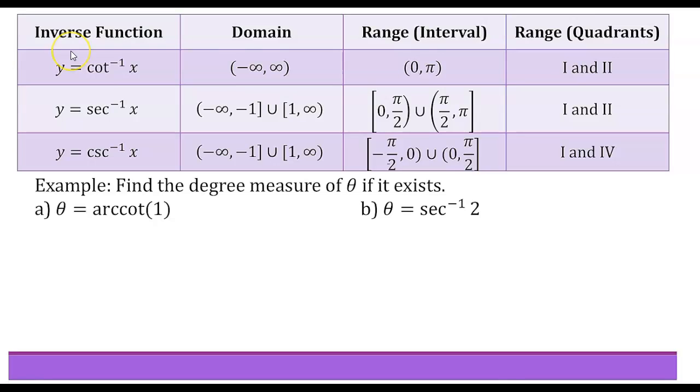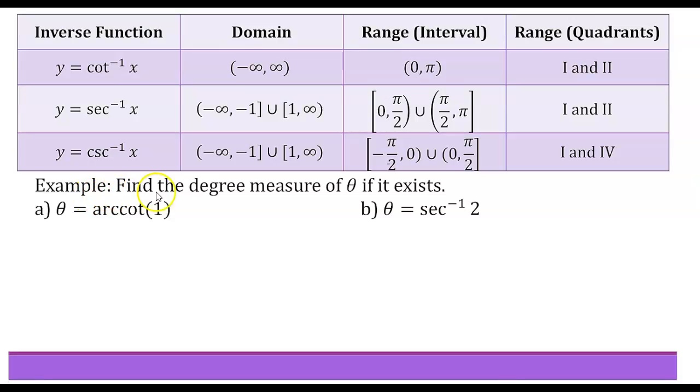So now we do have inverse functions for the remaining trig functions. We have cotangent inverse, secant inverse, and cosecant inverse. We won't focus on their graphs at all. We are just going to use this chart here to determine the range values, so the values that can come out of these inverse trig functions.